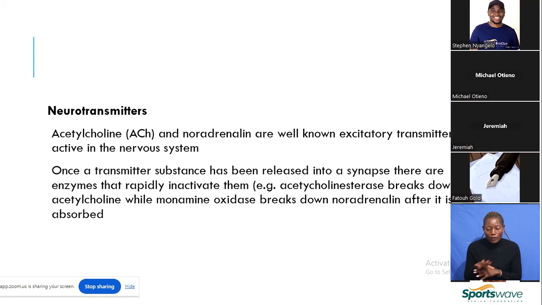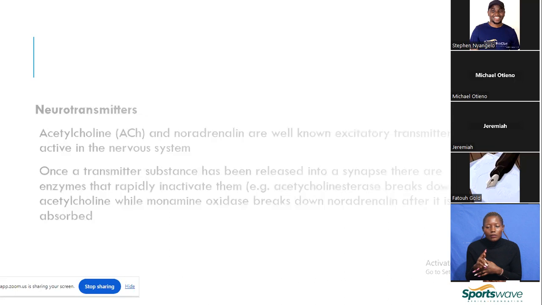We have 2 transmitters, acetylcholine and noradrenaline. I think acetylcholine is mainly between neuron to neuron, and noradrenaline is between neuron to muscle, or vice versa. It's something like that, but it's important for you to know about those 2 neurotransmitters. They are chemicals that transmit messages across either the synapse or the neuromuscular junction.